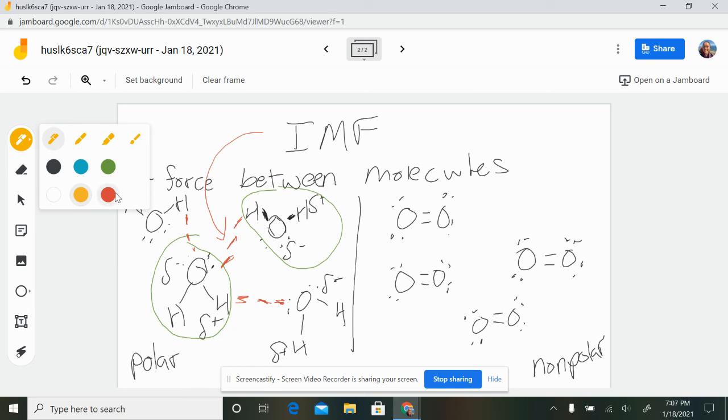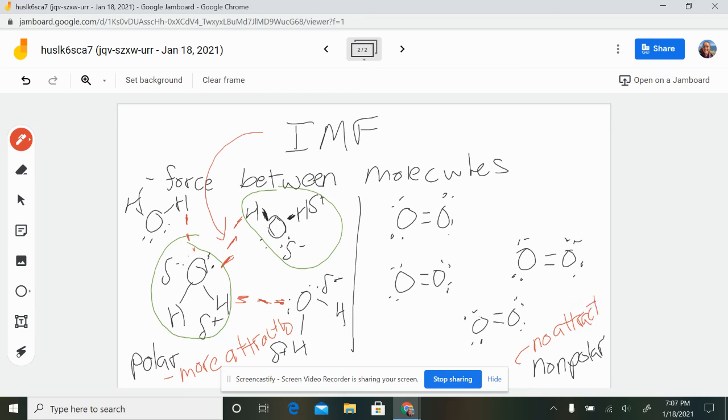So polar molecules, there's going to be more attraction. Whereas nonpolar molecules, there's no attraction. This is partially why oil and water don't mix, because water over here is attracted to other water molecules and oil is nonpolar, so water doesn't want to mix with it because it's not attracted to it. Okay.